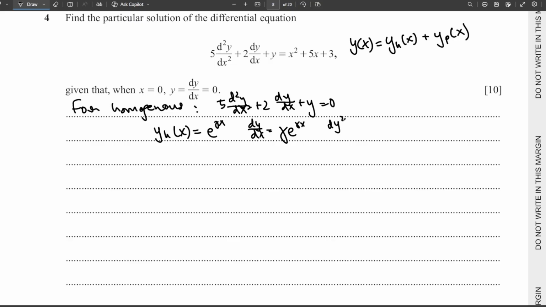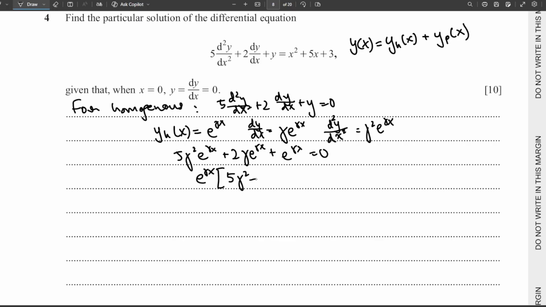If you differentiate again, the second derivative d squared y dx squared will be gamma squared e to the gamma x, because you multiply by gamma again. Now we substitute all of these expressions back into the original differential equation. We'll get something like 5 gamma squared e to the gamma x, plus 2 gamma e to the gamma x, plus finally e to the gamma x equals 0. Since the e to the gamma x term is in each of the terms, we can factor it out of all the terms.